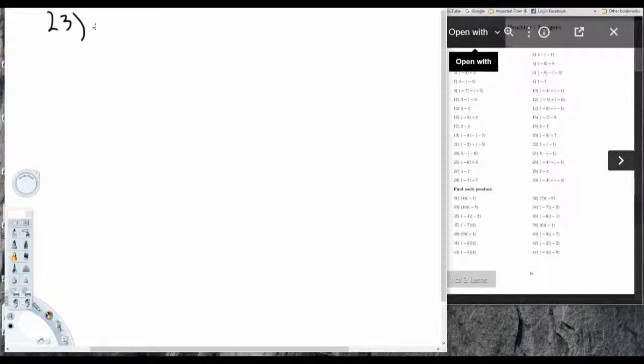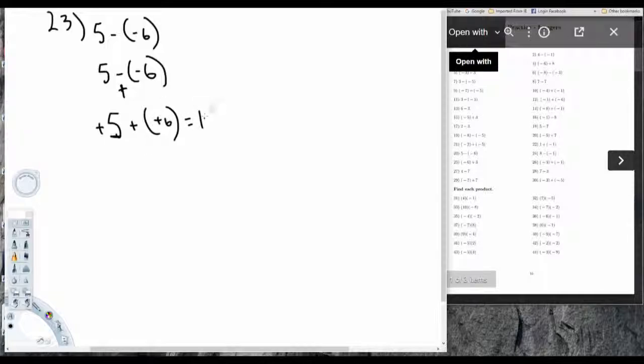Number 23. 5 minus minus 6. Okay. Now let's take a look at this. When you see two negatives like this, you can transform them into positives. Right? 5. That's a positive, by the way. Plus positive 6. And it becomes 11. Once again, that one is a little confusing.